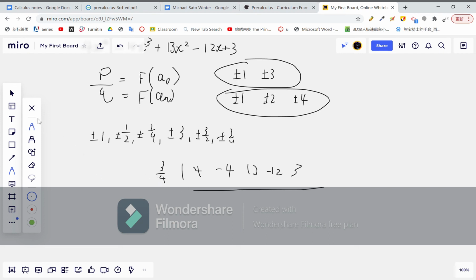Okay, let's try everything again, carefully as a procedure. For 1 we get 4, 0, 13, and that's not going to work. Negative 1 gives 4, negative 8, 21, so it's not going to work.